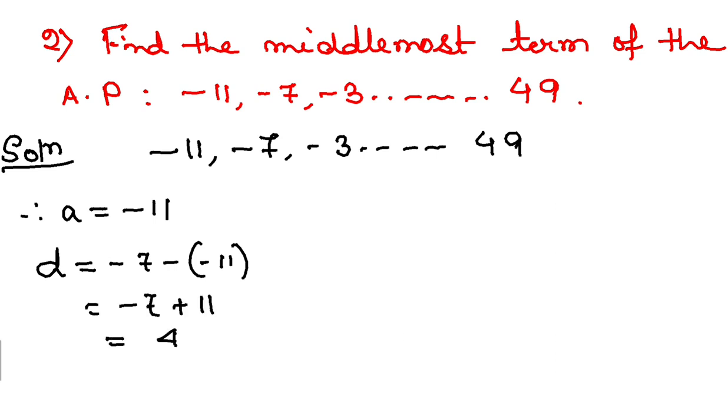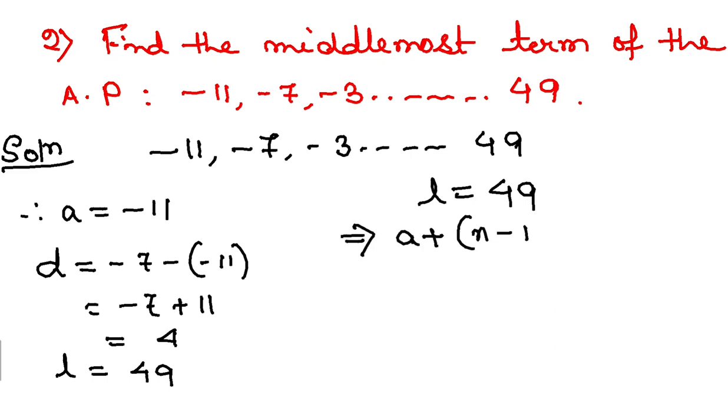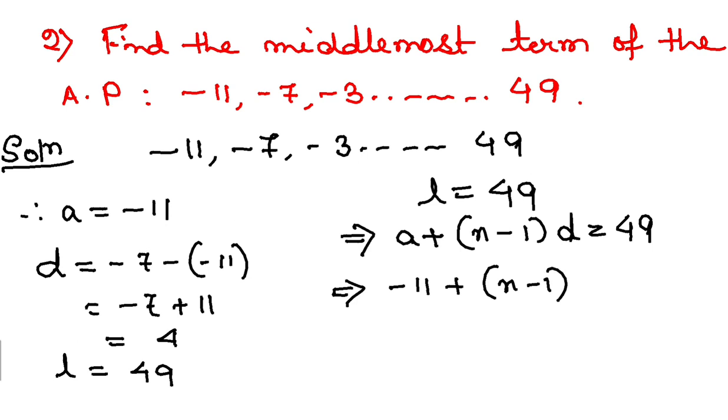And what is my last term? My last term is 49. Now we all know the formula for last term. Last term is a plus (n minus 1) into d is equal to 49. So that means my a is minus 11 plus (n minus 1) and my d is 4, is equal to 49. Now if you simplify this one and find the value of n, your n should be 16.